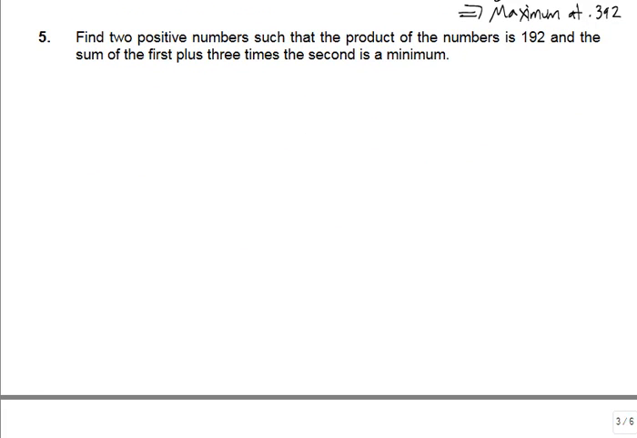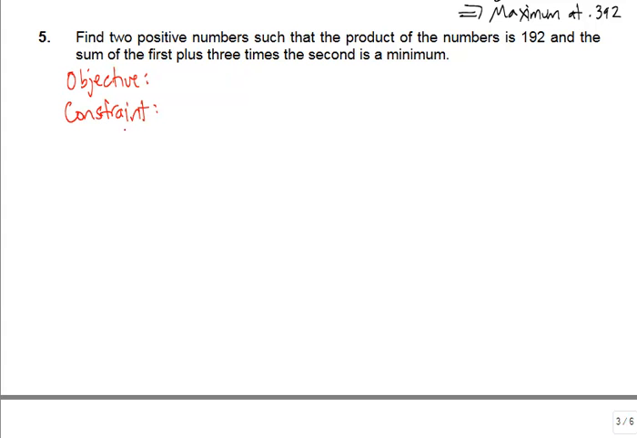All right, next example. Find two positive numbers such that the product of the numbers is 192 and the sum of the first plus 3 times the second is a minimum. Okay, so here we don't need a picture at all. We can just jump right in and start translating. Let's think about what our objective and our constraint are.